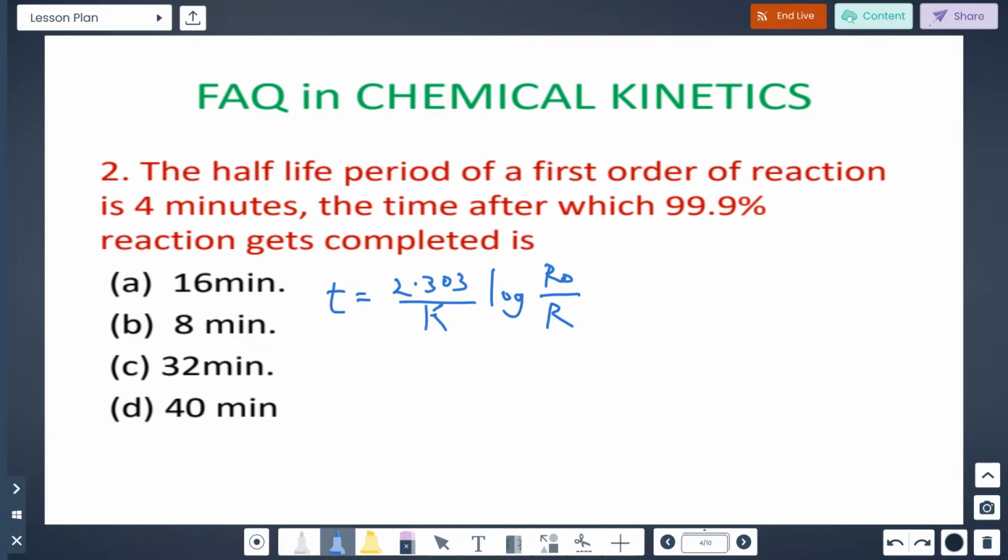Half-life period, I told you, what's the formula? t half is equal to 0.693 by k. Understood? Therefore, k is equal to what? Just rearrange: k is equal to 0.693 by t half. You substitute, k is equal to 0.693 by t half here. Understood? Simple one.